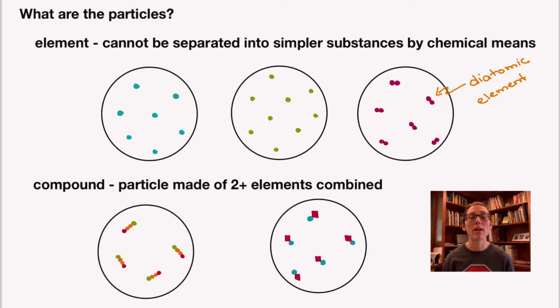You can also talk about compounds, and this is where you take 2 or more of those elements and combine them to make a more complicated particle. These can be relatively simple, like the picture on the right where it's 1 blue and 1 red element, or it could be much more complicated. I've got one that's a red, 2 oranges, and a green. You can actually have compounds that are made of hundreds, thousands, or even millions of atoms of different elements all combined together. So these compounds make particles, discrete units, that are made of multiple elements.